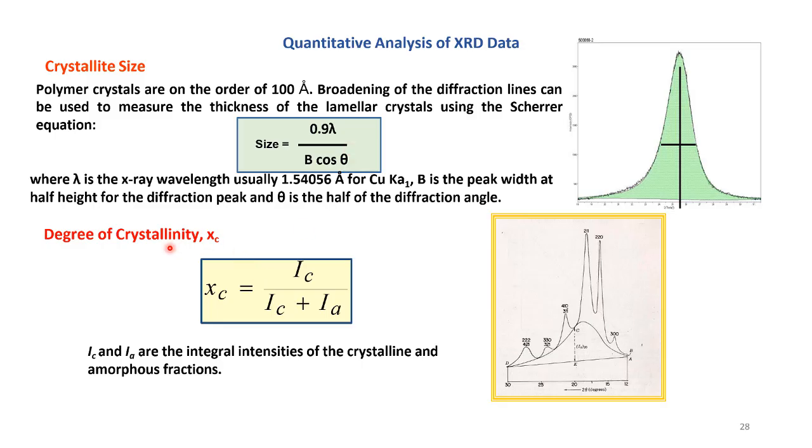Then the degree of crystallinity can also be calculated using this formula, where Xc equals Ic by Ic plus Ia. Ic and Ia are the integral intensities of the crystalline and amorphous fractions. So suppose we have a peak like this, it is broadened and crystalline at the same time. So it has some amorphous nature and some crystalline nature. In those cases, we calculate the degree of crystallinity using this formula.